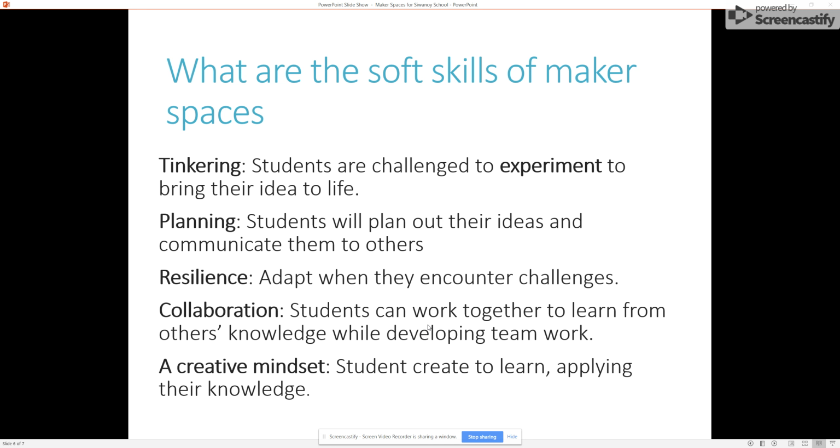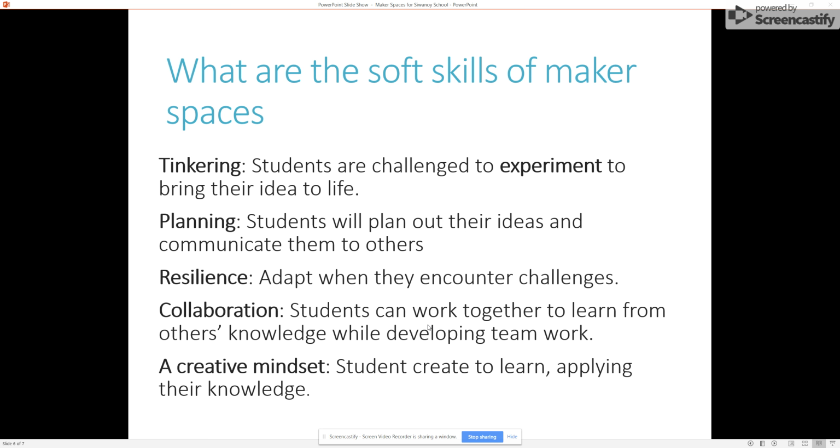Collaboration. We want students to work together. And if they're engaged and they're trying to compete potentially or just make what they envision, they're going to be developing teamwork. And last but not least, a creative mindset.